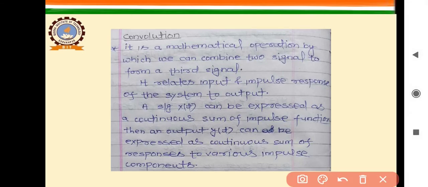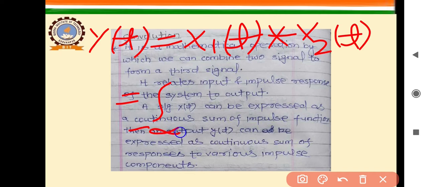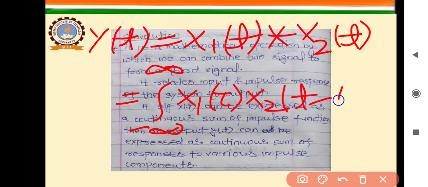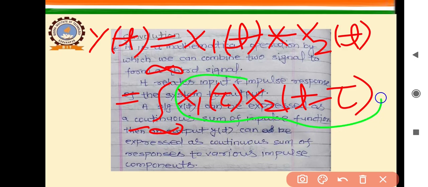As we have seen in the last lecture, the convolution operation of two signals is defined as x1 convolution with x2 of t, which is equal to the integral from minus infinity to plus infinity of x1 of tau times x2 of t minus tau. So mathematically it is a combination of two signals x1 of t and x2 of t to produce a third signal y of t.